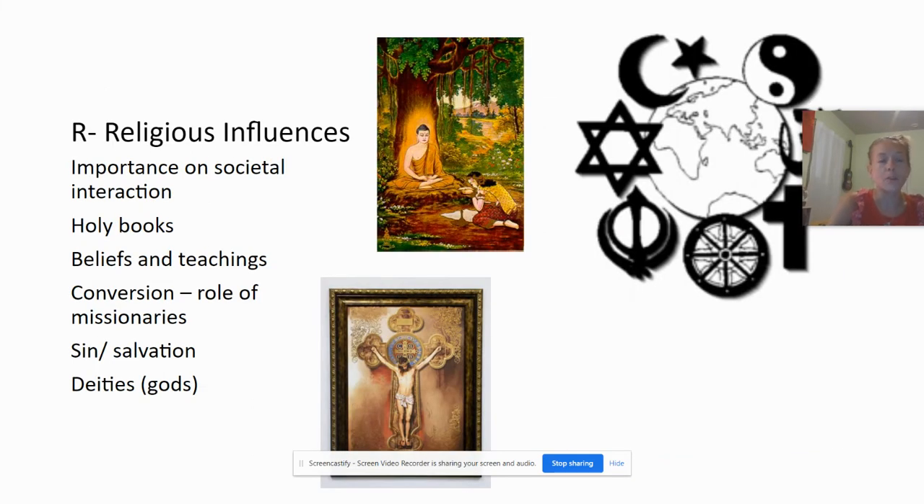Next is R. So R stands for religious influences. So a lot of times religion is going to set social guidelines and kind of the ways that people are supposed to interact with one another. So, religious influences could be anything like holy books, beliefs, and teachings, could be maybe the way that people are allowed to convert and bring people into this religion. It could have to do with something like sin or salvation, worshiping different deities. It could also have to do with maybe instilling a sense of fear. Maybe it's instilling a sense of hope to get people to do the right thing.